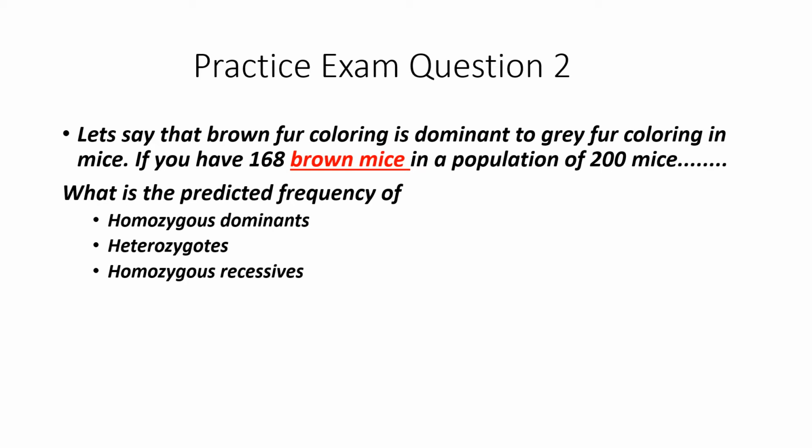The dominant phenotype is brown, so let's start off by clearly defining that B is equal to the brown phenotype, and we're going to go with lowercase b is equal to the gray. We then start working our way through the question, and it says that we have 168 of those brown out of 200. It tells us that the brown is dominant and the gray is the recessive.